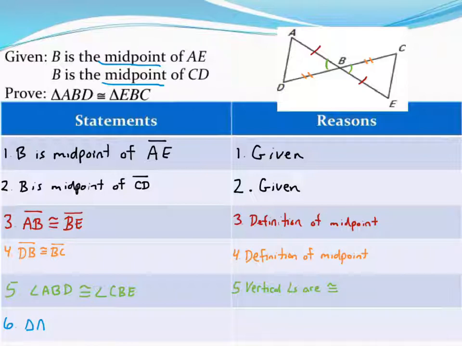So notice too how I labeled the angle. I couldn't just say angle B. There's too many angles there in the center, so I had to use three letters to label that angle. Angle ABD, that B has to be in the center, is congruent to angle CBE. And again, the reason is because vertical angles are congruent.